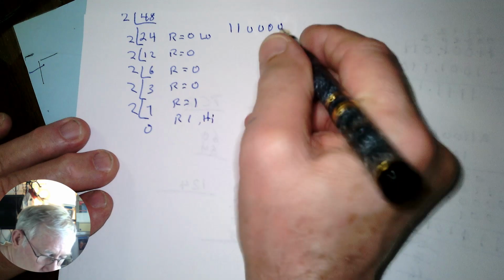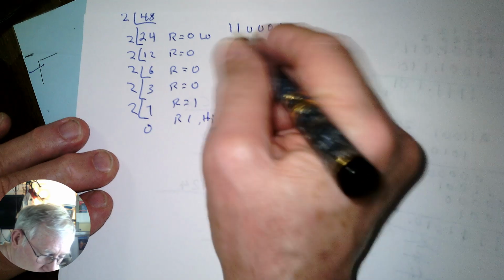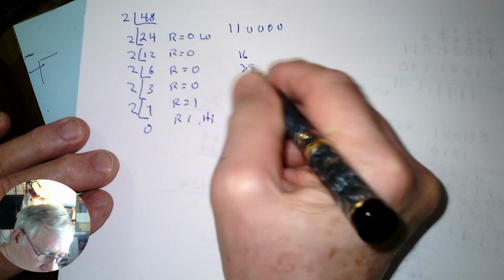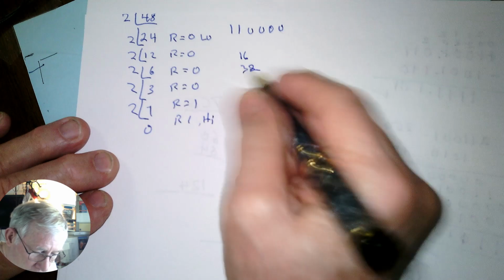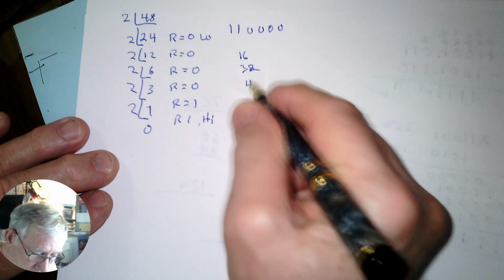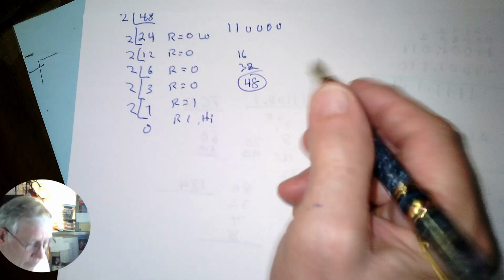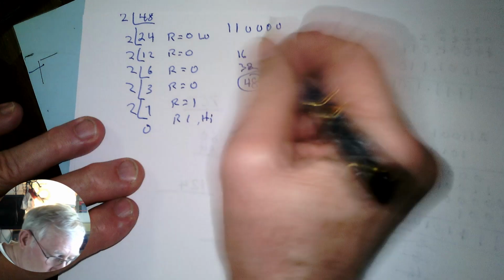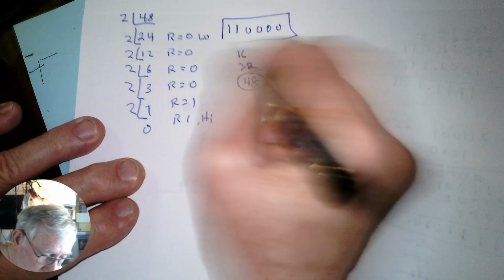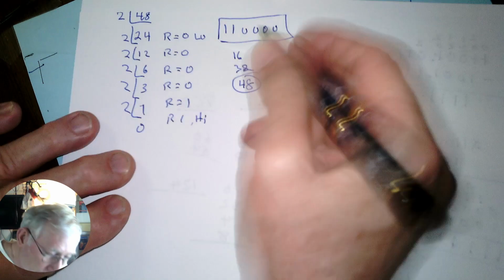So 1, 2, 4, 8, 16, 32. So 16 and 32. 32 and 16 is 48. Oh, that's exactly correct. Okay, now notice we have 6 bits. Now we want to do a minus, and this is 48.